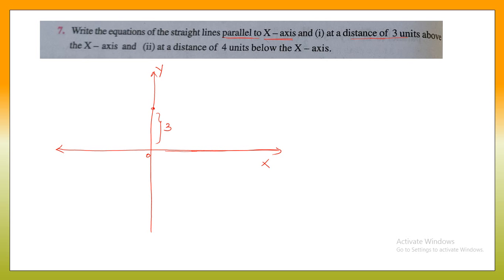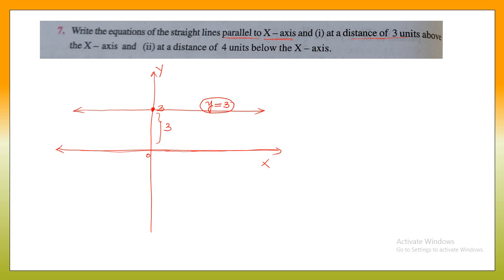So 3 units means exactly this will be my positive 3, right? So positive 3, and passing through this point the line should be parallel to the x-axis. That means the line looks like this, right? So this is my line. So what is this line? This point is on the y-axis, that means this equation is y is equal to 3. So the line equation is y is equal to 3.